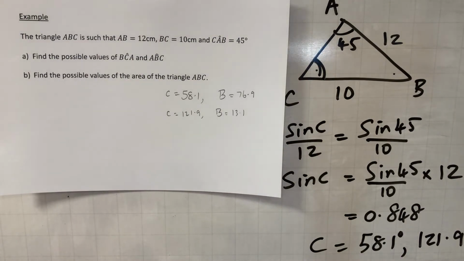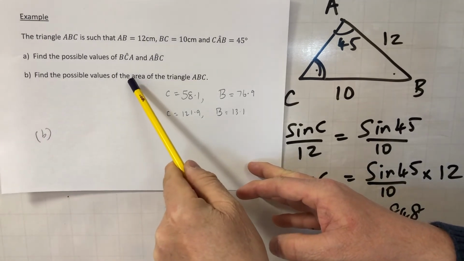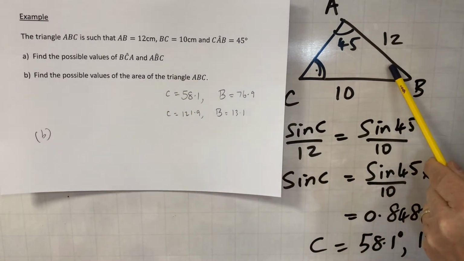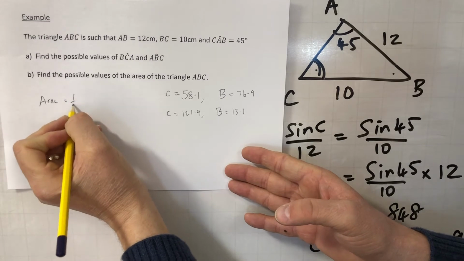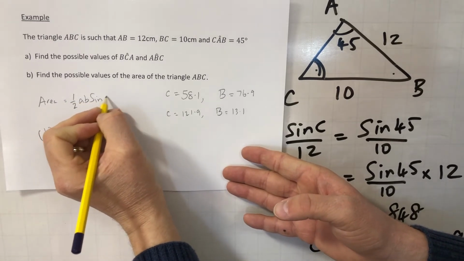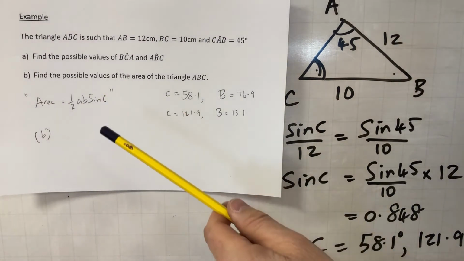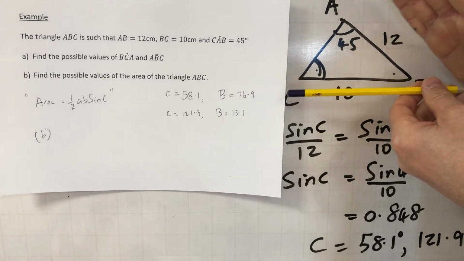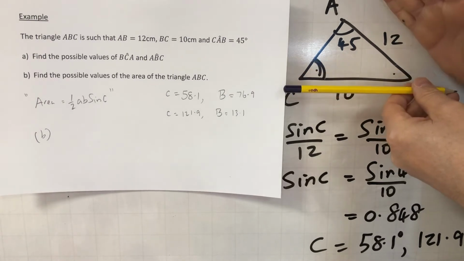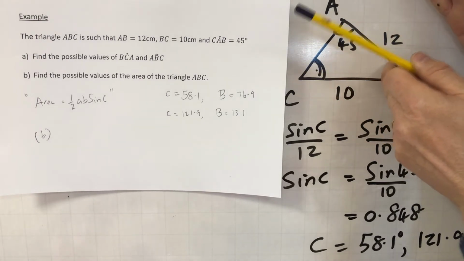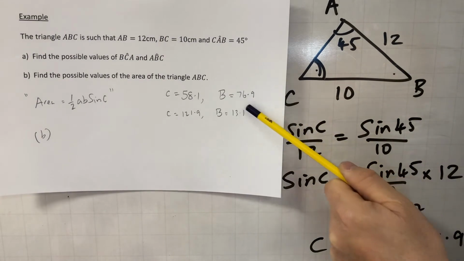Now, as for part B, which I'll answer here, for the area of the triangle, I can use this angle here. So I'm going to use that the area is equal to a half AB sine C. Another formula you should have done at GCSE. Now your A and your B, so to speak, are two sides, which I'm looking at because I know these two sides, 10 and 12. So half of A times B times the sine of the angle you know. So there are two possibilities because that angle could be that or that.